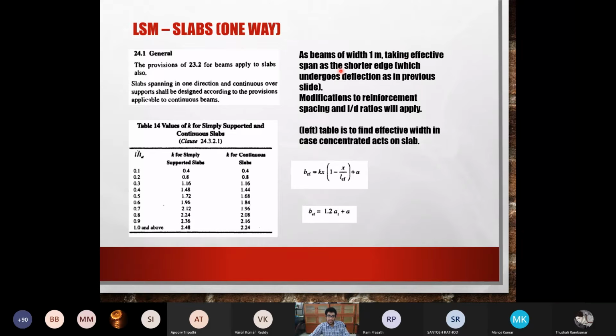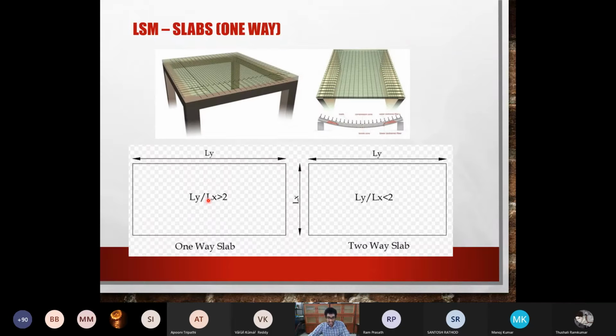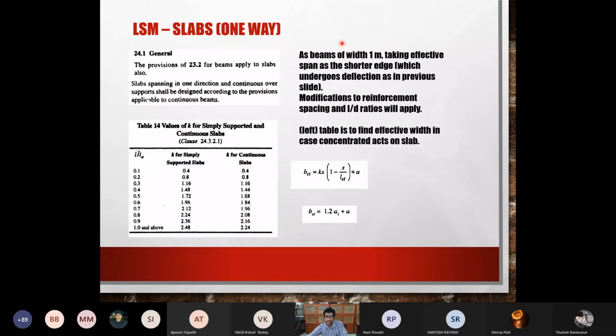taking the effective span as the shorter edge, which will obviously undergo the deflection. So if you are given a slab which is supported on four sides and Ly by Lx comes greater than 2, then you will take this as the span of the beam. You'll take 1000 mm as the width and this Lx as the span of the beam.